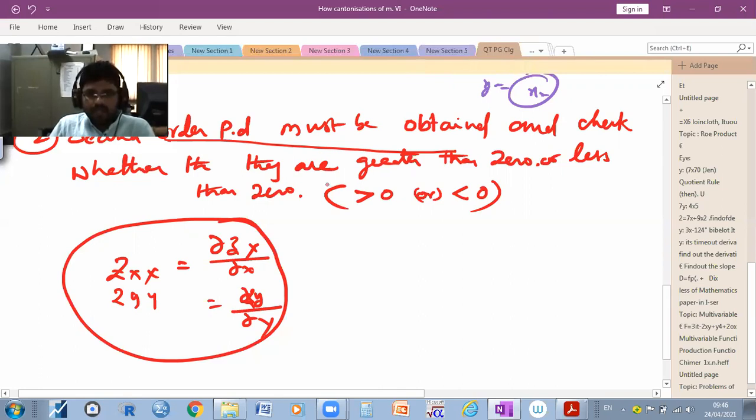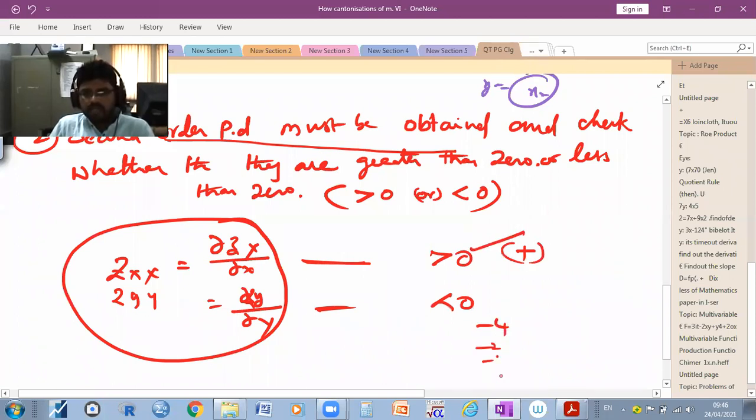whether the values are greater than 0 or less than 0, on the basis of the values we get. When you get positive values, in the plus values, it is greater than 0. If you get minus values, like -4 or -2 or -x, they are negative. This is less than 0. Am I right?